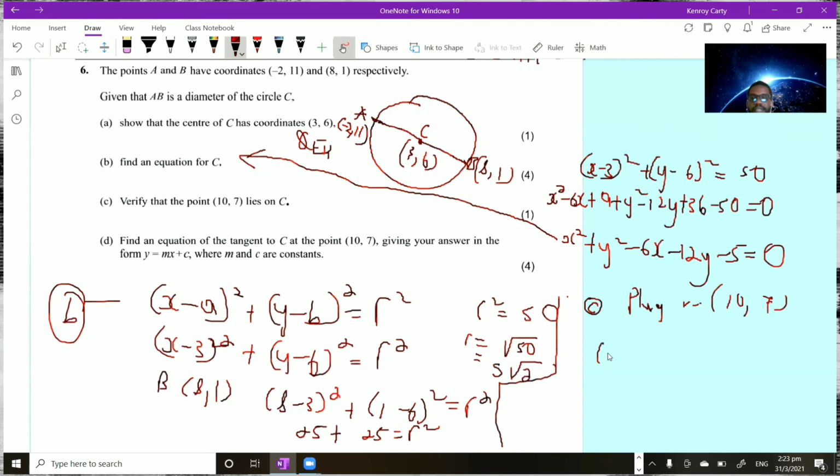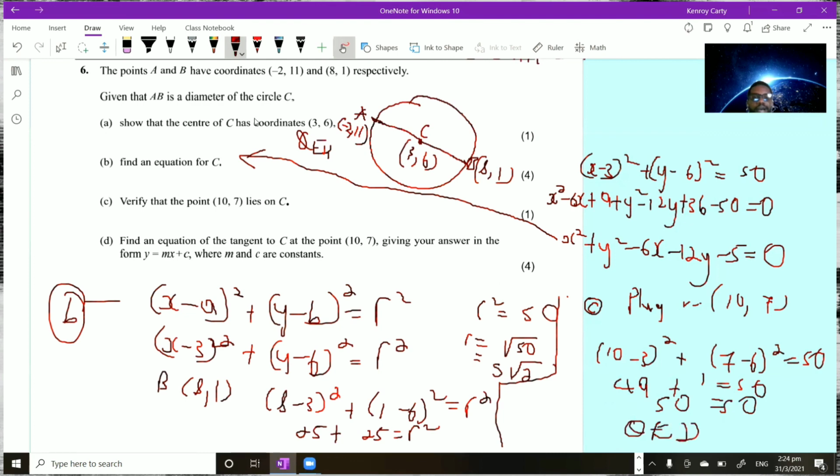All right, so the x value is 10. So I'm going to have 10 minus 3 all squared plus 7 minus 6 all squared. I should get 50. Let's see if this happens. 10 minus 3 is 7. 7 squared is 49. 7 minus 6 is 1. 1 squared is 1. All right, so you get 50 equal to 50. Therefore, C lies on the circle, right? So you have that information, and you're good to go.